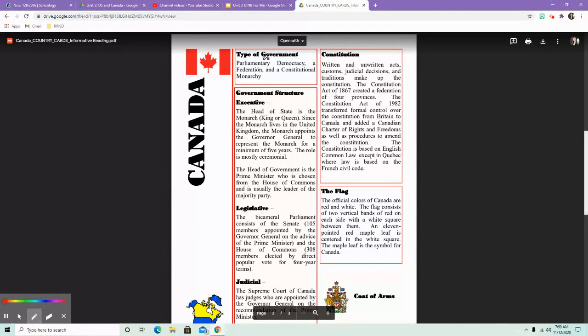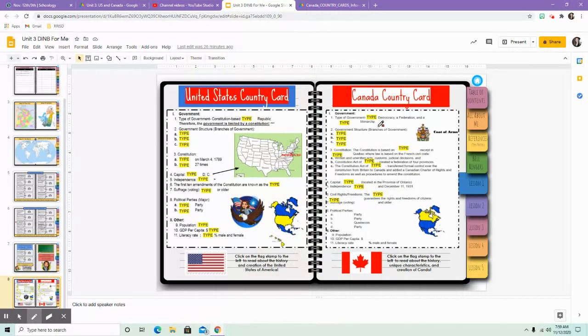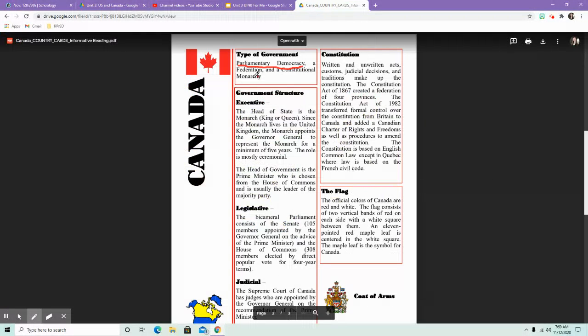In Canada, our type of government is a parliamentary democracy, a federation, and a constitutional monarchy. So it's a lot of things going on at once, but we're focusing right now on a parliamentary democracy, a federation, and a constitutional monarchy. Remember, if they have a constitution, that means they are a limited government. Their government structure is much like the USA. We have an executive branch, a legislative branch, and a judicial branch, just like we did in the USA.